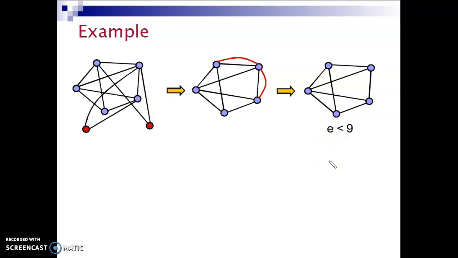So, as you can see in this example, it is possible to find out that a graph is planar just by applying these simple rules again and again.